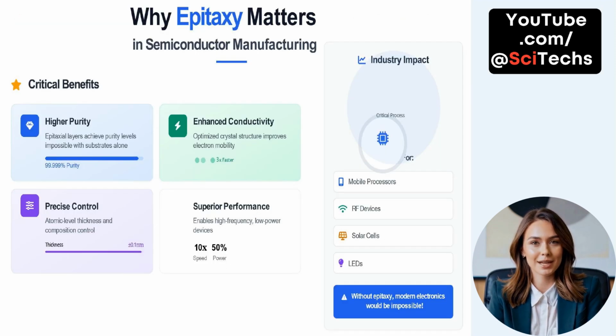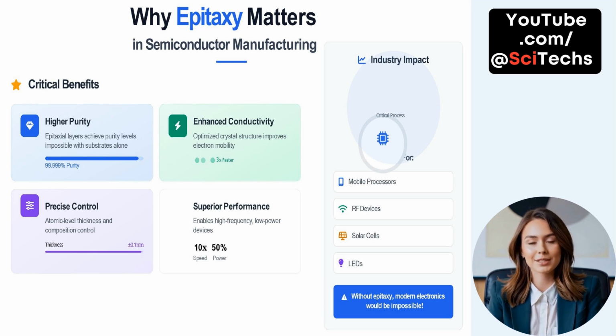Why epitaxy matters in semiconductor manufacturing. Epitaxy plays a crucial role in advancing modern semiconductor technology by delivering benefits that go beyond what standard substrates can offer. First, higher purity is achieved through epitaxial growth, reaching levels like 99.9999%, something that's impossible using just substrates. This extreme purity ensures that electronic devices operate more reliably and efficiently.